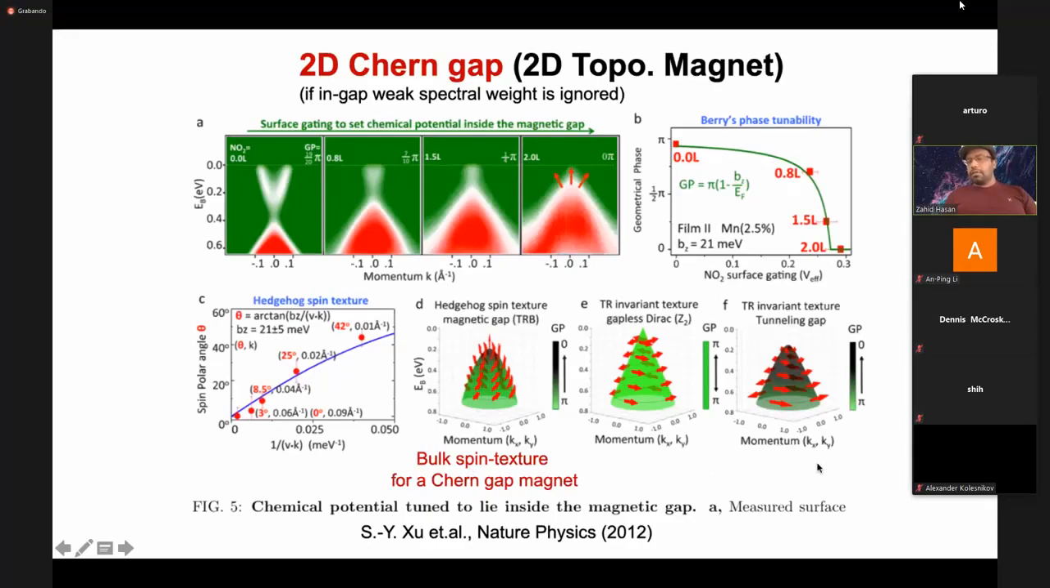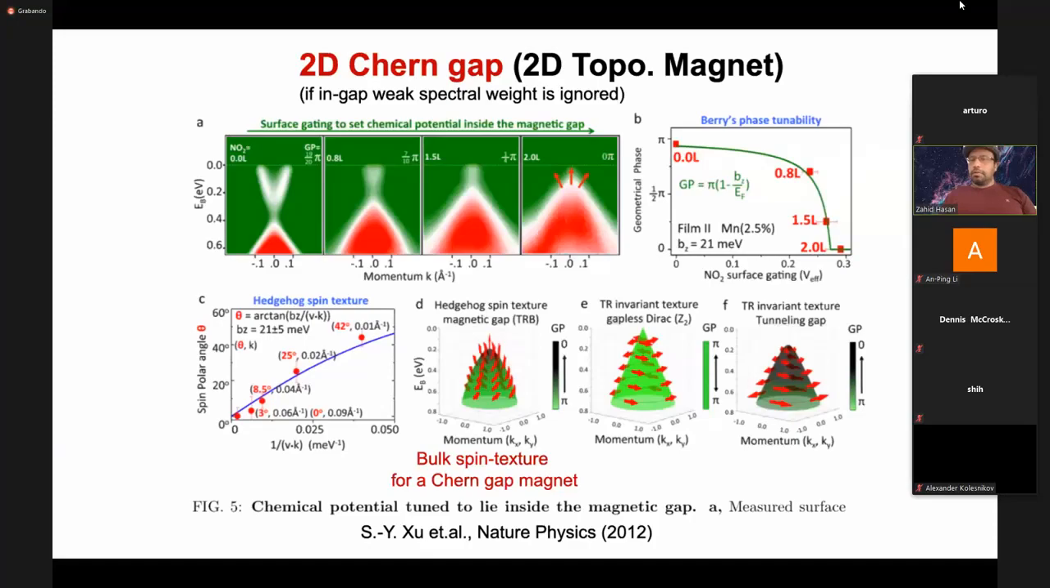Or it is a Chern insulator. For example, this is a Chern insulator. We demonstrated that in this Nature Physics paper in 2012. So now, can we find other evidence that this is a Chern insulator? One transport evidence is that you will have quantum anomalous Hall effect.